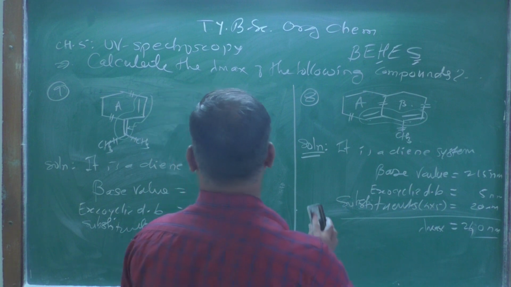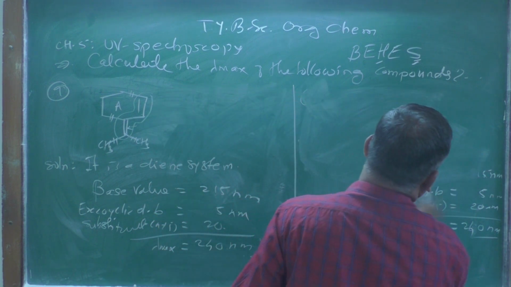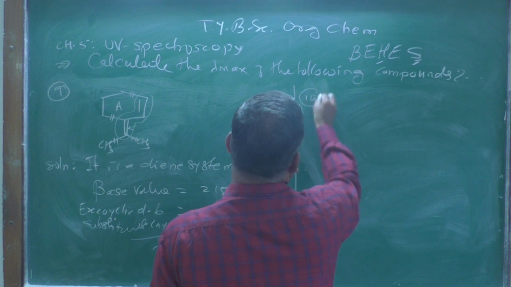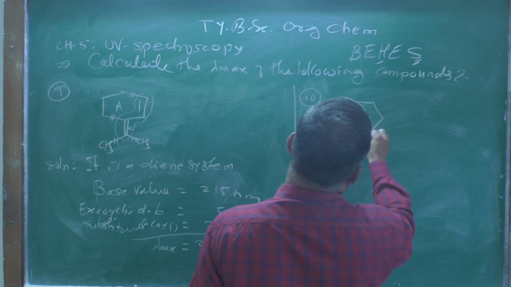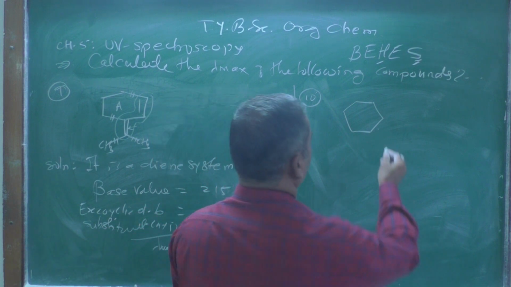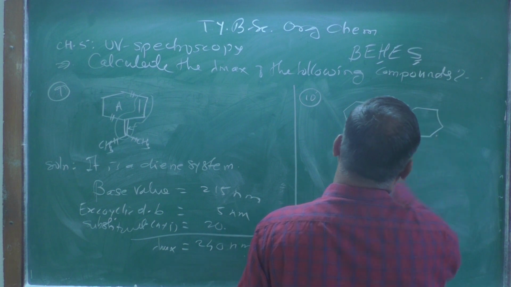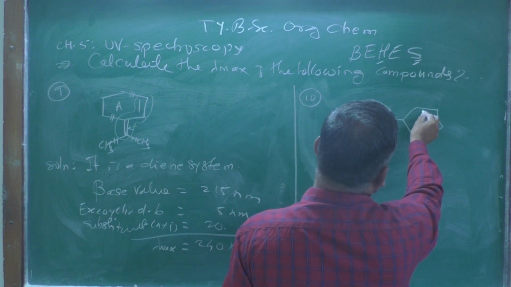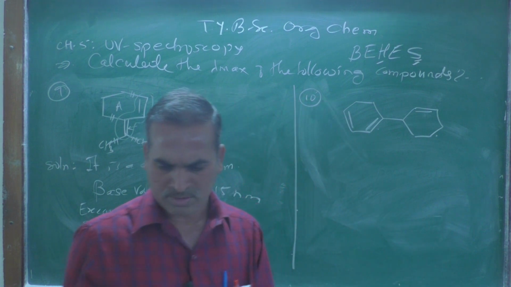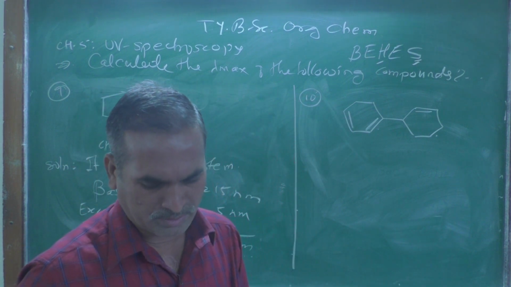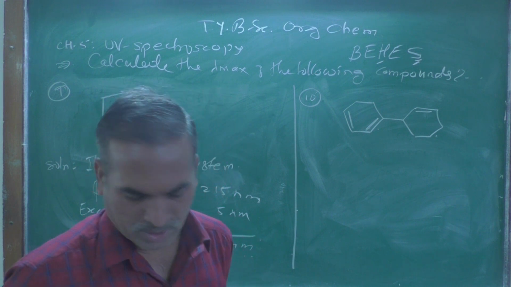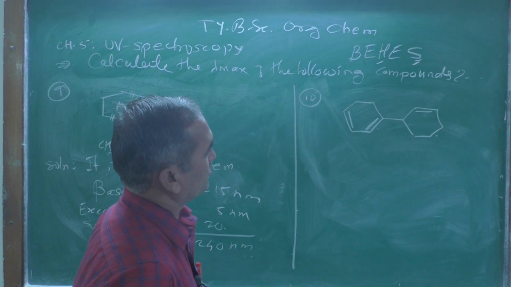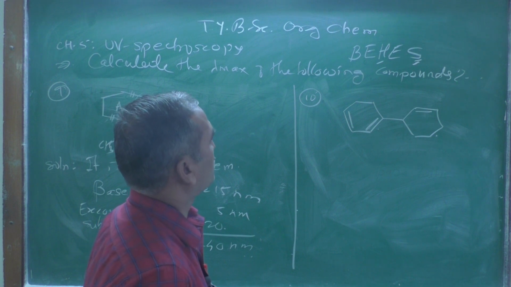Now let us look at the next problem. That is problem number 10, which is this one. Another ring over here, a double bond over here, another double bond, and one more double bond is written over here. Look at this. Now can you solve this problem? Most of you may get confused while solving it.